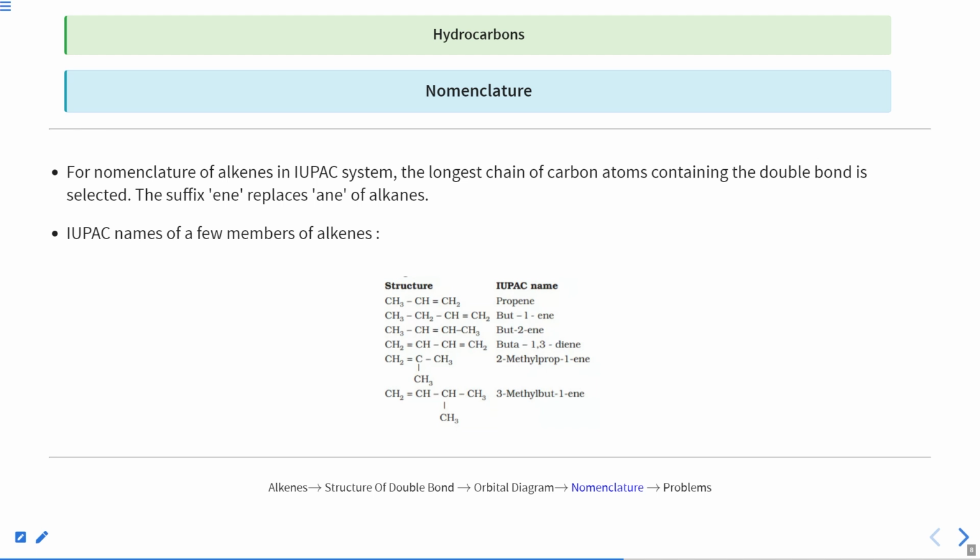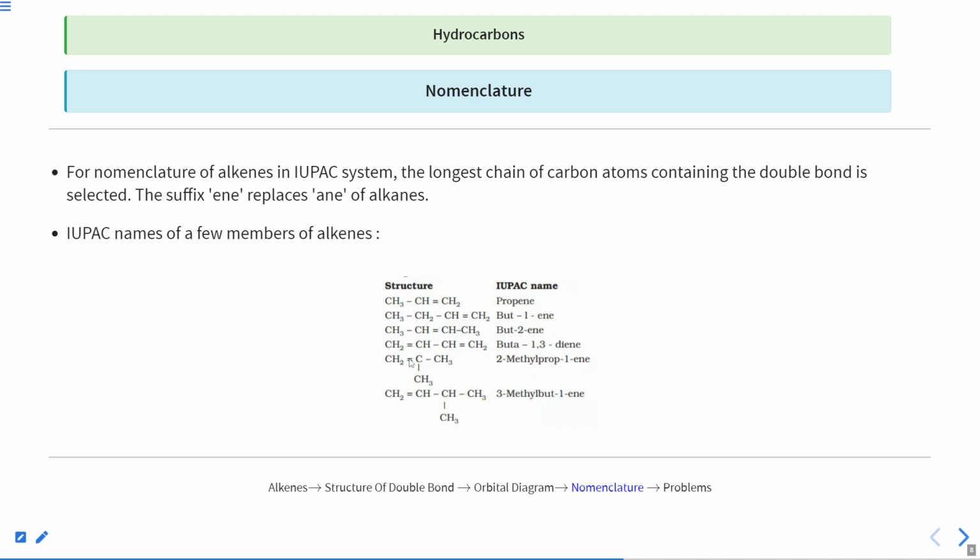What about the fourth one? So we have two double bonds here. Again, the two double bonds are kind of symmetrical, so you can count from either side. Let us count from the left side, suppose. Because 4 carbons are there, 1,3 diene. So two double bonds, so diene. And 1 and 3 are defining the position of the double bonds.